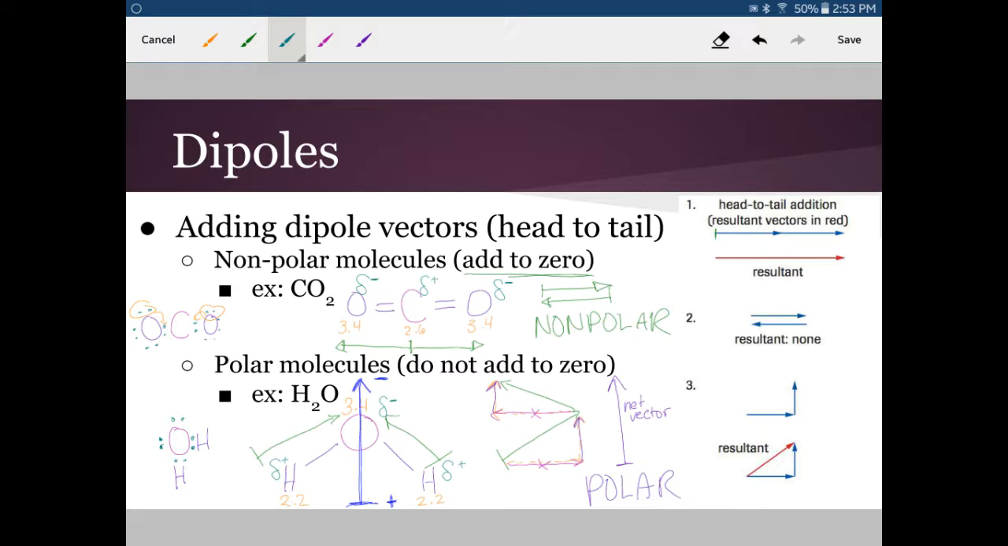So don't be confused. The only way we have a nonpolar covalent bond is if we have identical electronegativities. And if we don't have identical electronegativities, like this example, I have a bond dipole. By adding the bond dipoles together, I can get a molecular polarity. So this is a polar molecule, this is a nonpolar molecule. However, each molecule, either nonpolar or polar, had polar bonds. They had a bond dipole. Okay, that's important to note.